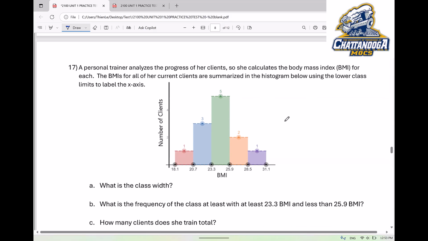What is the class width? So the good news here is all the lower class limits, right? You label here. So just the difference between 2 consecutive lower class limits. So you just use 20.7 subtract 18.1. And we get 2.6, right? 2.6.